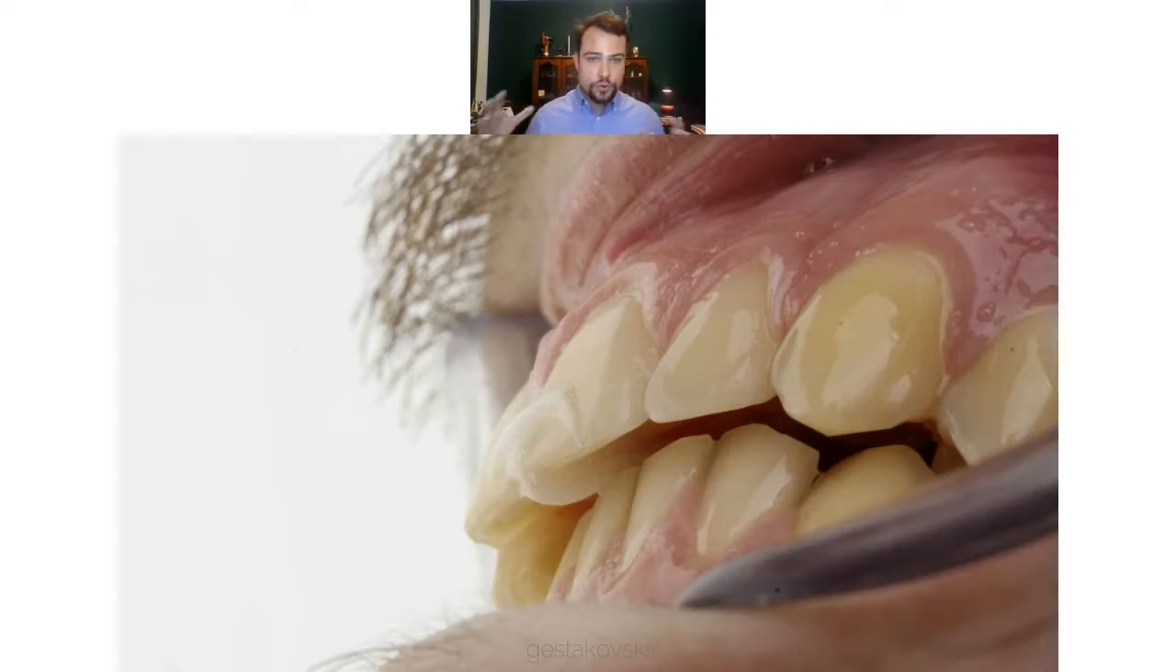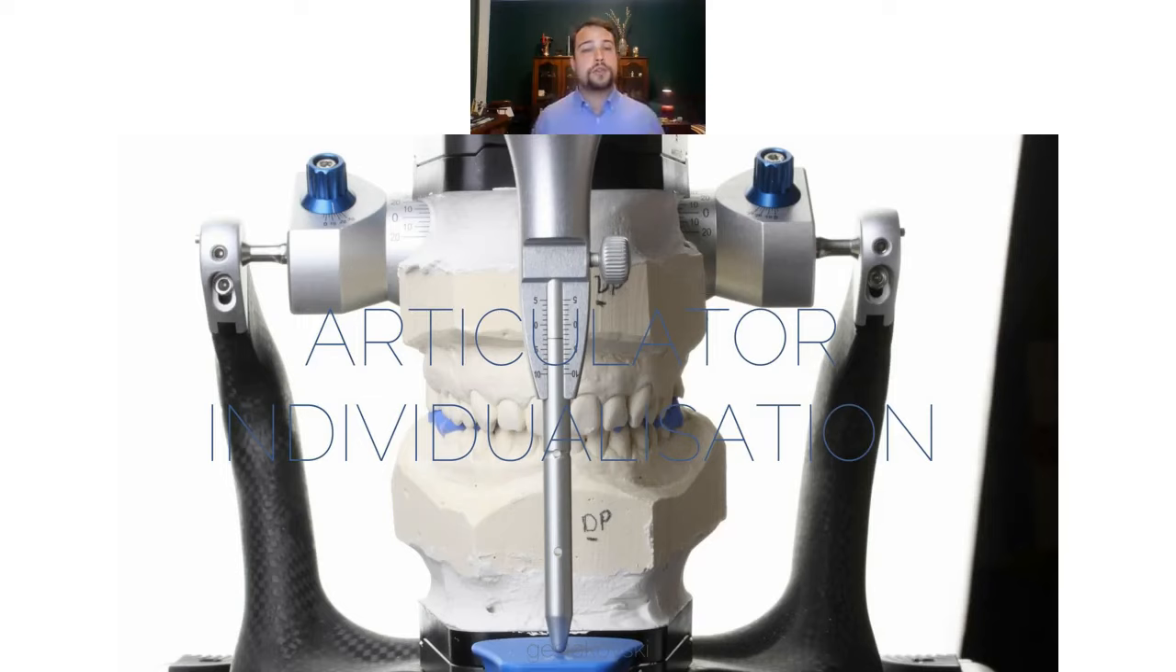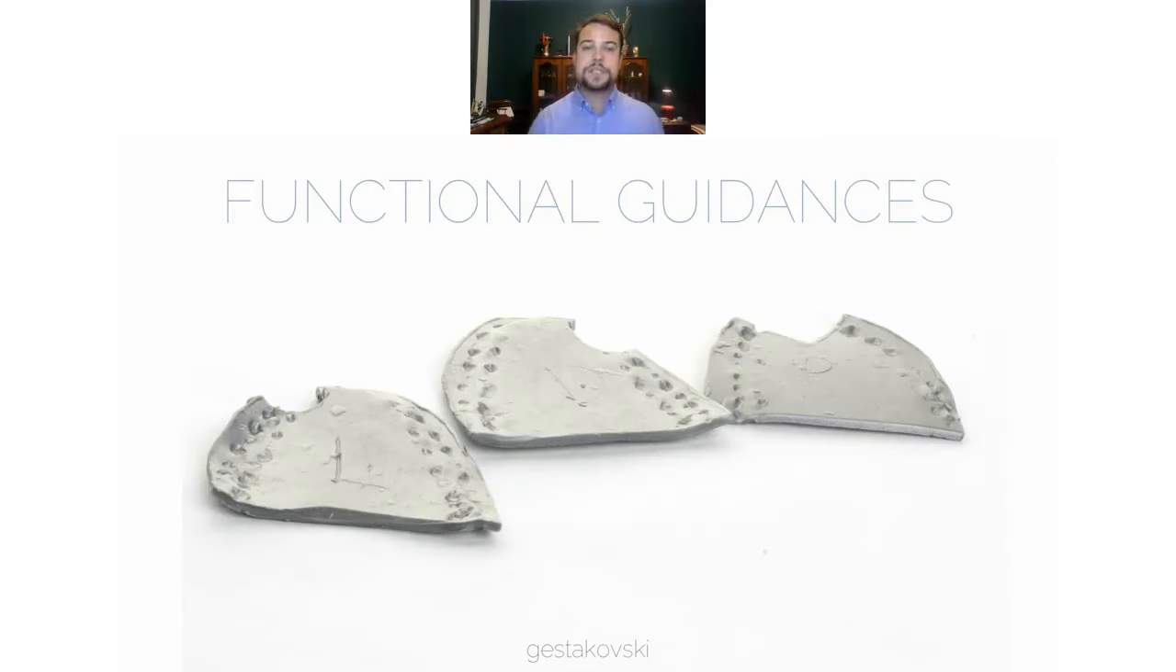I'm always trying to capture the CR, centric relation position. Different materials you can use, different techniques. In this case, I'm showing you the anterior programmer or jig, and with some other protrusional and lateral protrusional registers. I'm always trying to individualize articulator, because with the individualized articulator, with some certain lateral protrusive motions, you can plan the height of your cusp more precise.